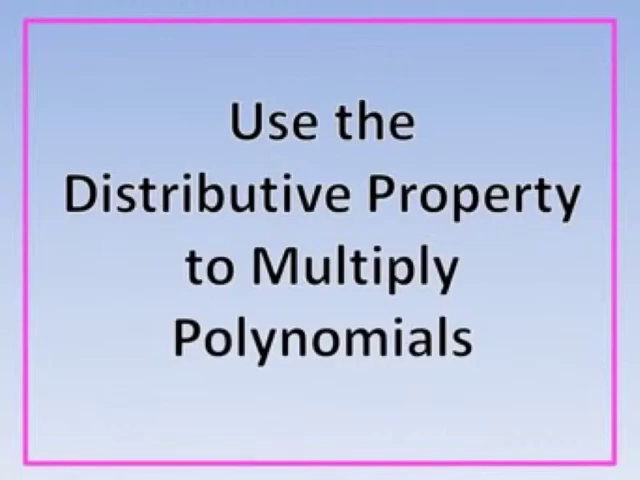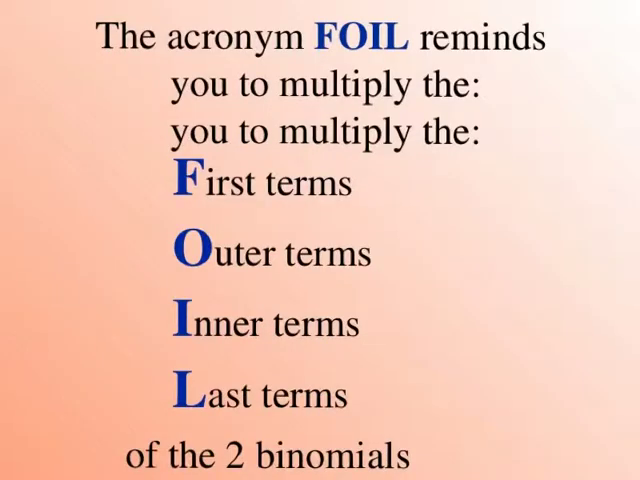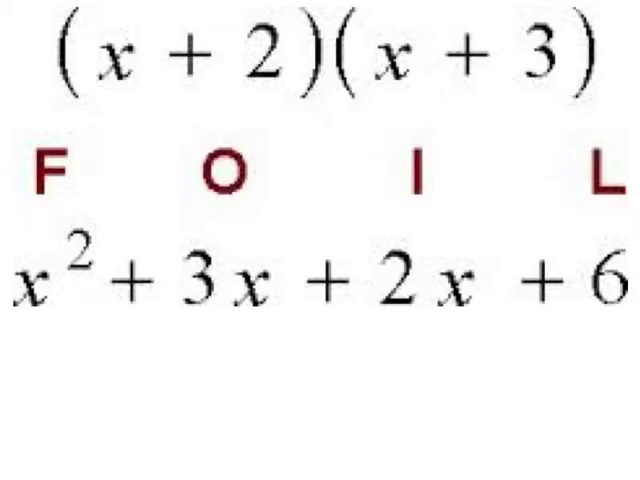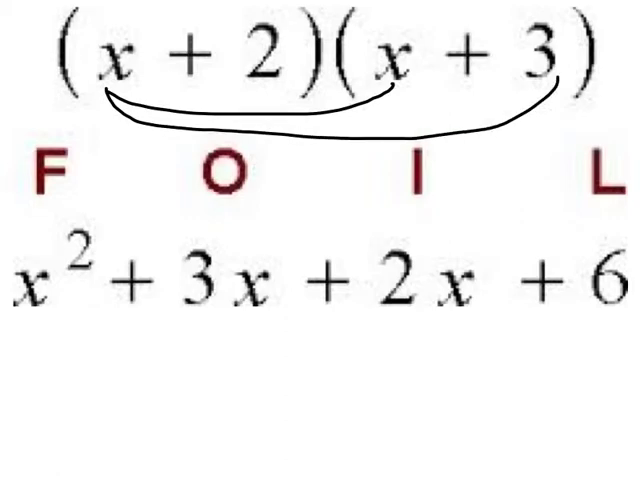And we're going to talk about FOIL, an acronym, and it reminds you of the steps. You are to multiply first times first, then the outer terms, the inner terms, and then the last terms of two binomials. So here's an example. First times first, outside times outside, inside times inside, and last times last.